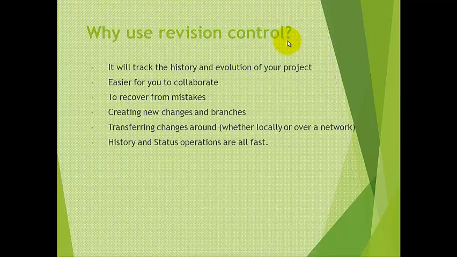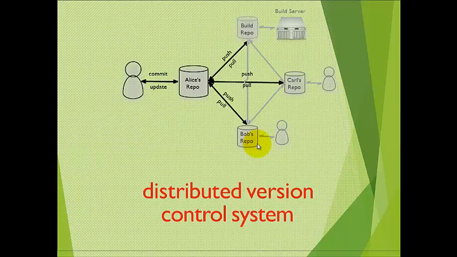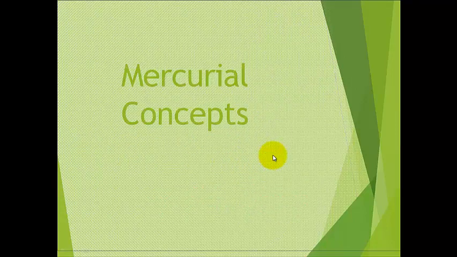So why use revision control? It will track the history and evolution of your project, make it easier to collaborate and to recover from mistakes. Creating new changes and branches are much simpler. Transferring the changes around is easy. History and status operations are all fast. It's the extension of the previous diagram. So let's have a look at the Mercurial concepts.